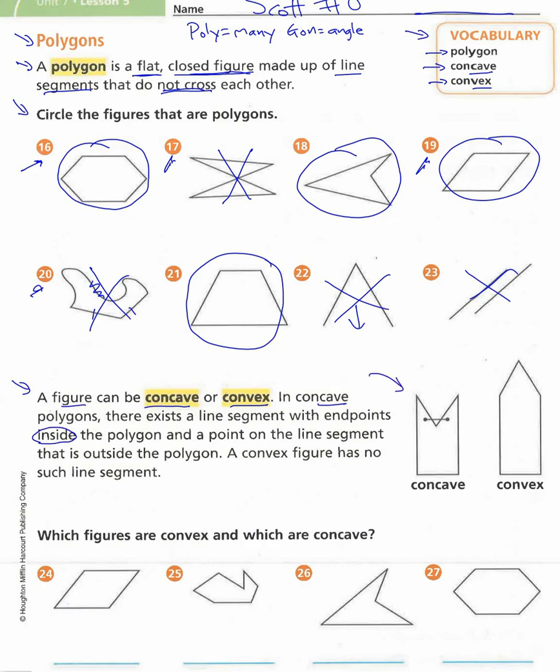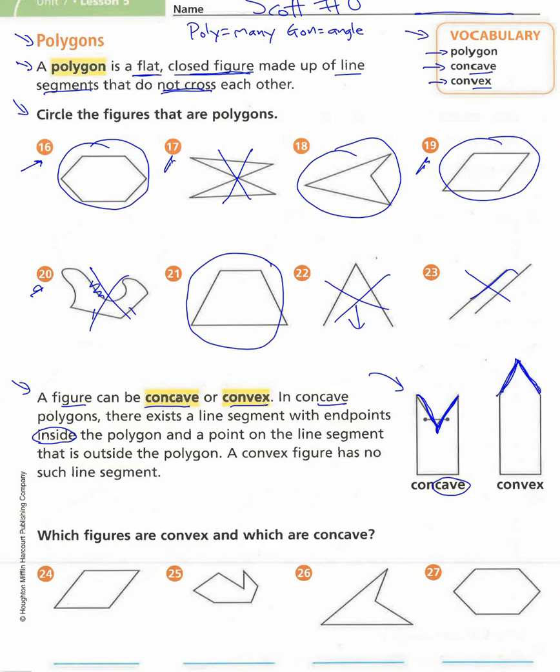And so you can see that this figure comes down in, right? Comes down inside. Whereas this one, they stick out. And so think of a cave. A cave goes in, right? You go into the mountain. So think of that. That helps me to remember which is which. Concave means it goes inside.